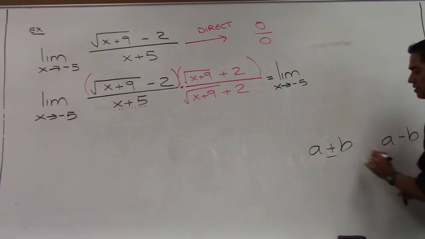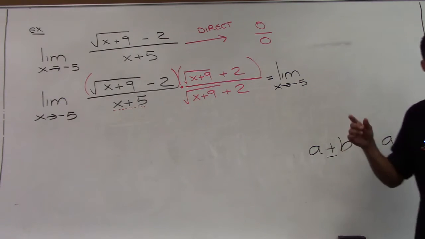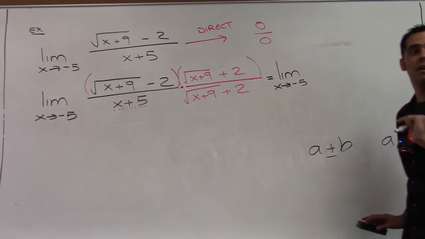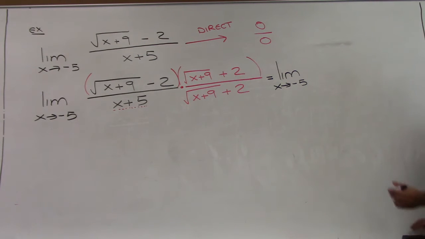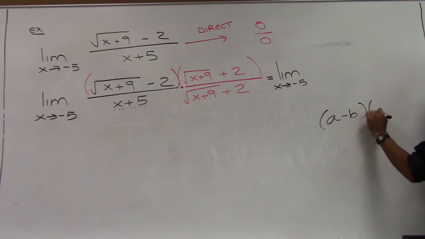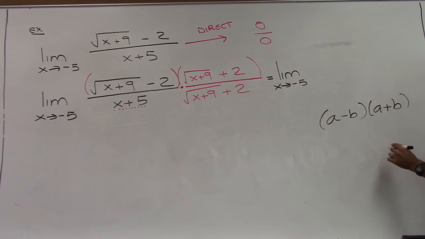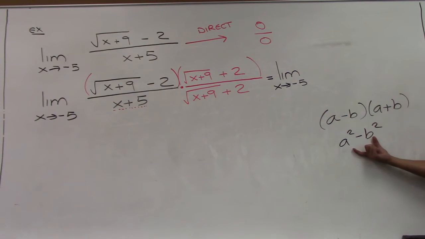If this was a minus b, then the conjugate would be plus b. So it's always the same thing, you see: change the sign in between. All right? And the reason we do it, what's the reason we do it? Because what happens when you take a minus b and multiply it times a plus b? It's a difference of squares, and what happens is you get this.